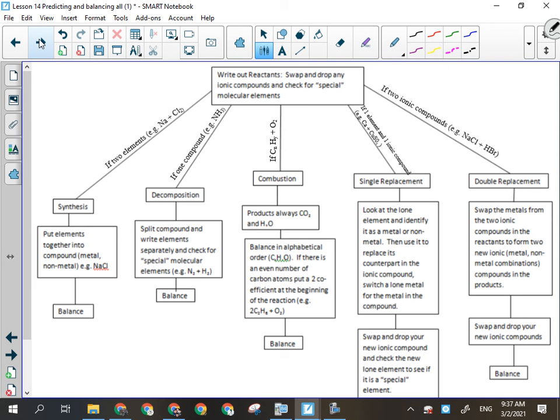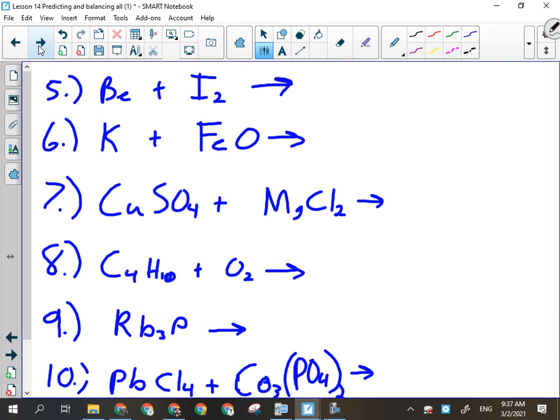I'll maybe give you a copy of this flowchart. You don't really need it, okay? It's kind of the steps that we went through. What I want you guys to do is try those ones, okay? So write them out and give them a try. See if you can predict the products of those reactions there.